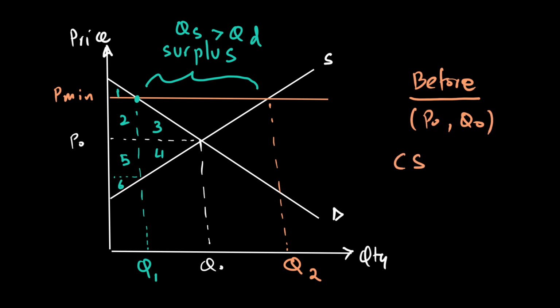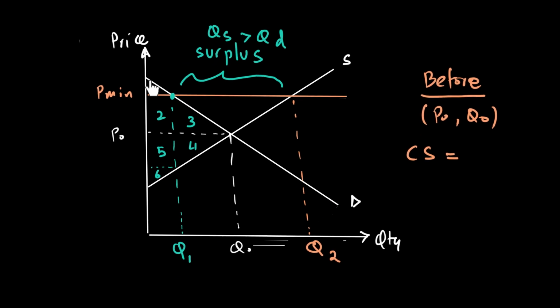So consumer surplus will basically be the area under the demand curve above the price, which is going to be 1 plus 2 plus 3. While producer surplus will be the area above the supply curve below the price, which is going to be 4 plus 5 plus 6, right? So before, the quantity is Q naught and the price is P naught, we are looking at consumer surplus to be area 1, 2, 3, producer surplus to be area 4, 5, 6.